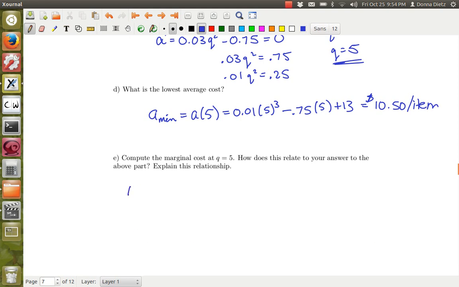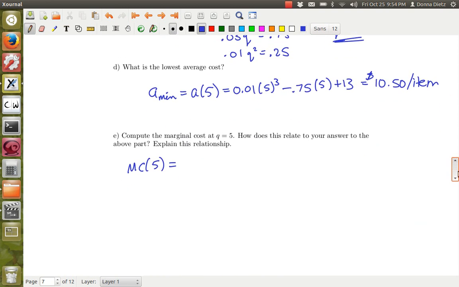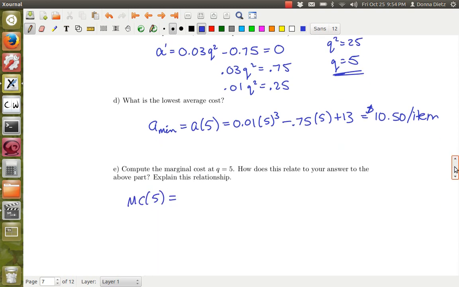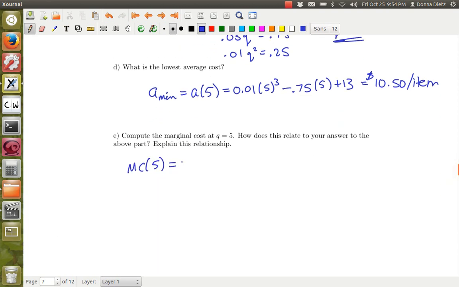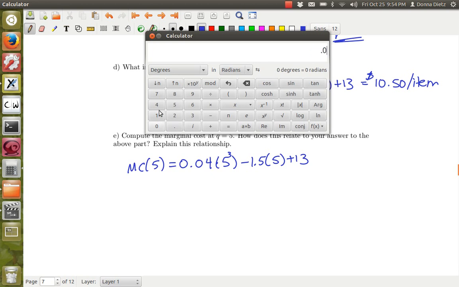Compute the marginal cost at 5, and again you look up and see what the marginal cost function looked like. Well, at this point, if you didn't already calculate it, you probably didn't calculate it because I didn't tell you to, but I just put it there because I knew what I was going to ask later. Alright, so you calculate marginal cost and then plug in 5. 5 cubed minus 1.5 times 5 plus 13, and we grab the calculator and figure out what this is.